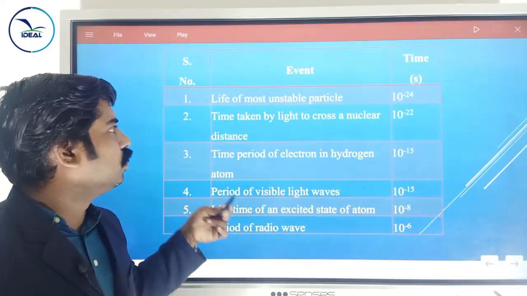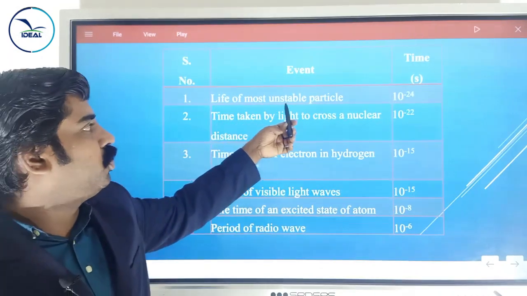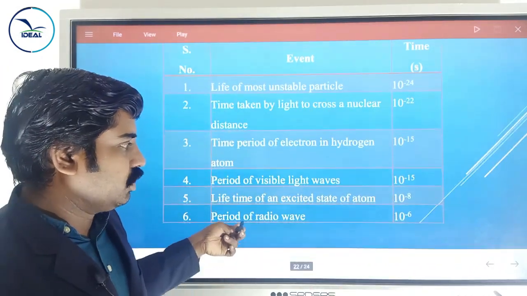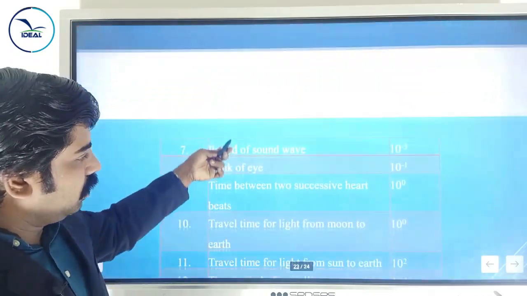And here some time intervals are also there. That also you want to go through. That is the life of the most unstable particle. It is 10 raised to minus 24, like that. The last one.